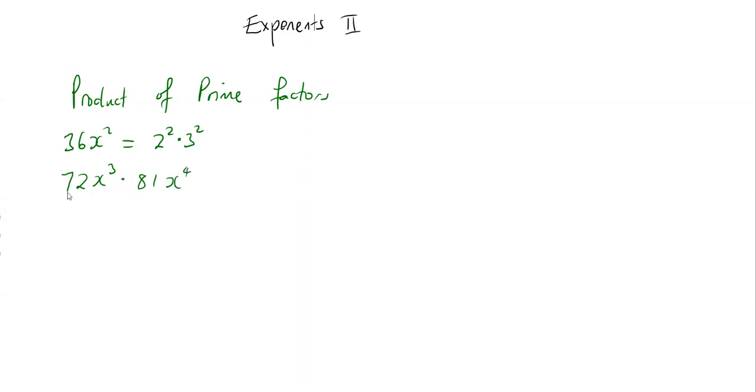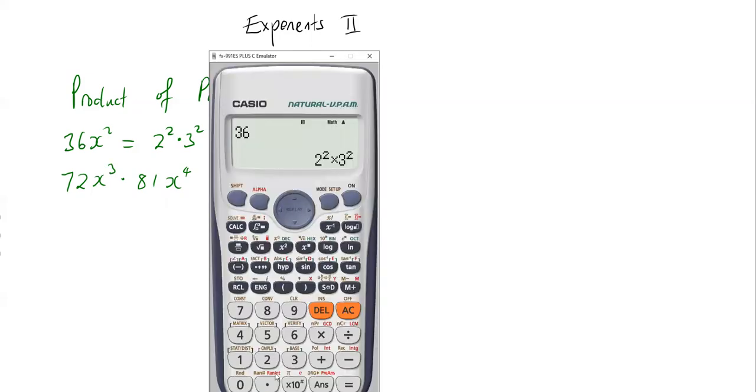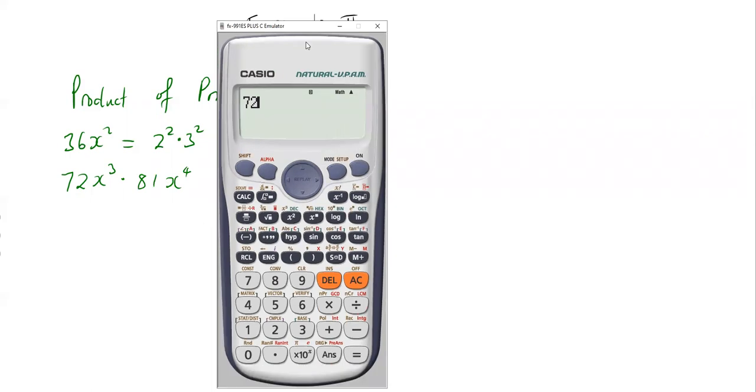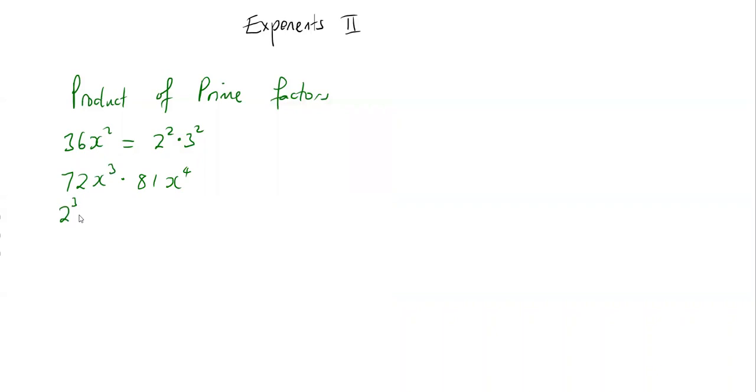But now you can see that you have these values that you are dealing with, 81 and 72. How can you calculate that? You need to make it easy for yourself. You punch 72 equals, then shift fact. So you can see that it's 2 to the power of 3 times 3 to the power of 2. Then x to the power of 3.